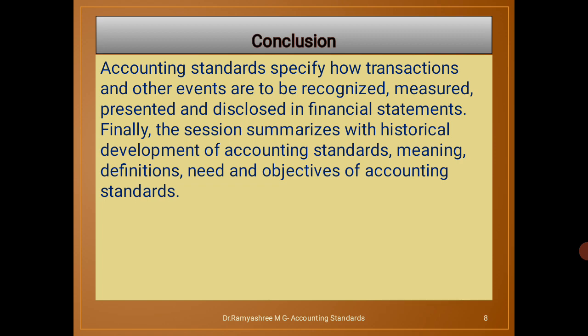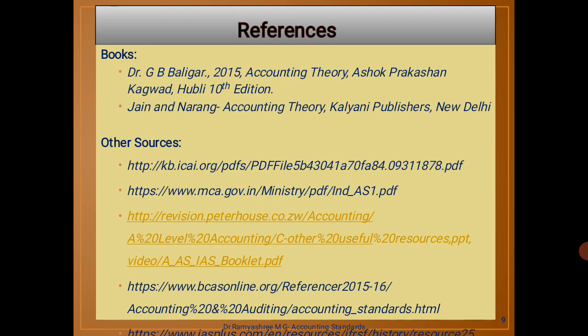Now we are at the end of this part of the discussion. Accounting standards specify how transactions and other events are to be recognized, measured, presented and disclosed in financial statements. This session summarizes the historical development of accounting standards, meaning, definitions, need, and objectives of accounting standards to be followed in the company's financial reports.